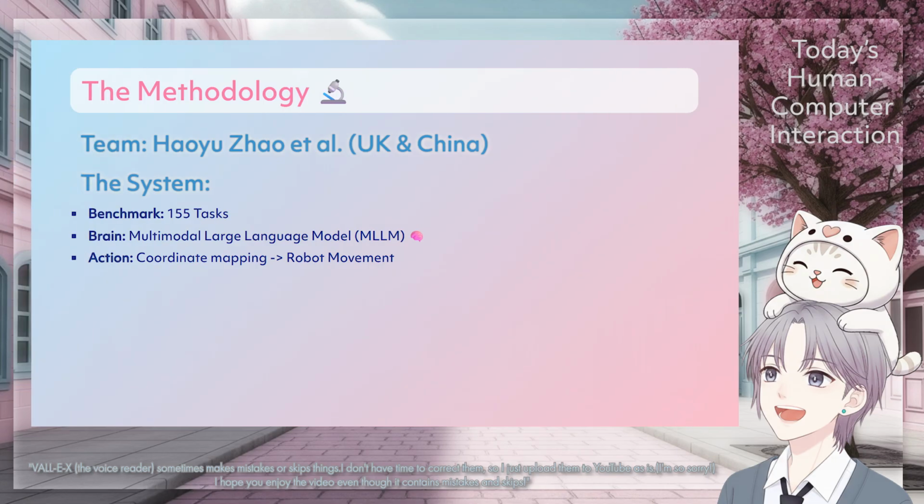For researchers, Harry Zhao and his team from China built a benchmark with 155 tasks. They use a smart AI, specifically a multimodal large language model, to look at screenshots, figure out where the buttons are, and tell the robot arm exactly where to move.